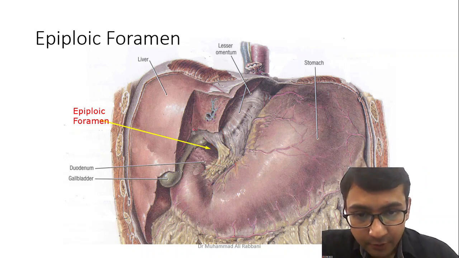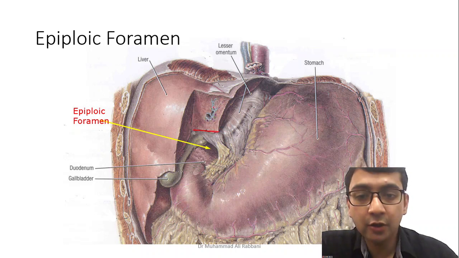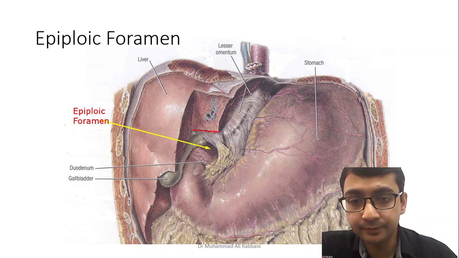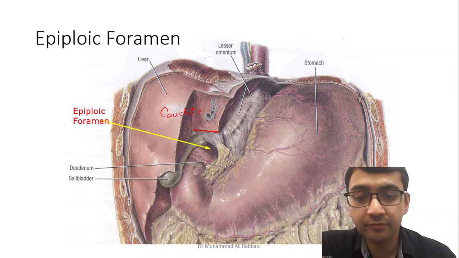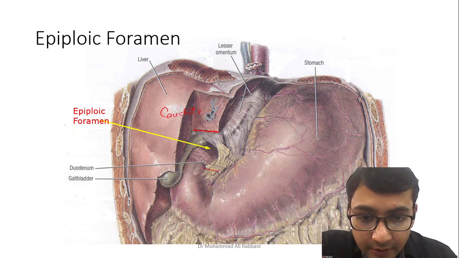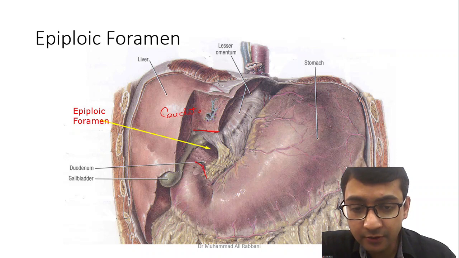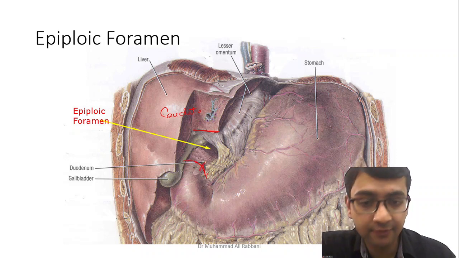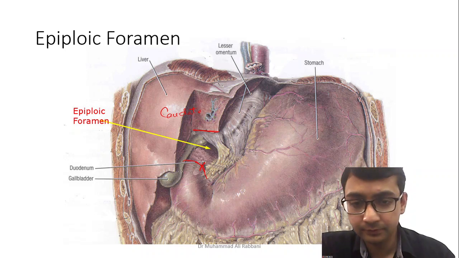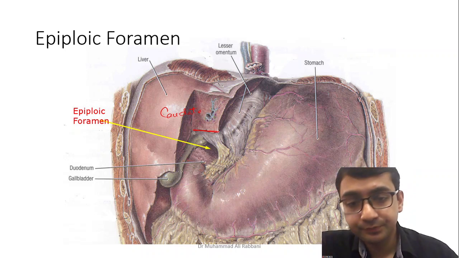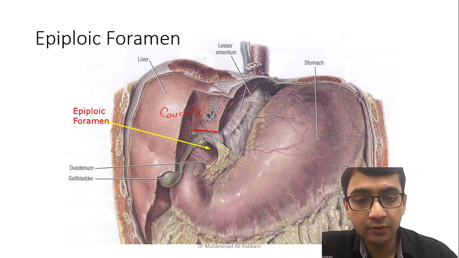The superior wall is made up of the caudate lobe of the liver, caudate with a C. The inferior aspect is made up of the first part of the duodenum, or rather the first half of the first part of the duodenum.